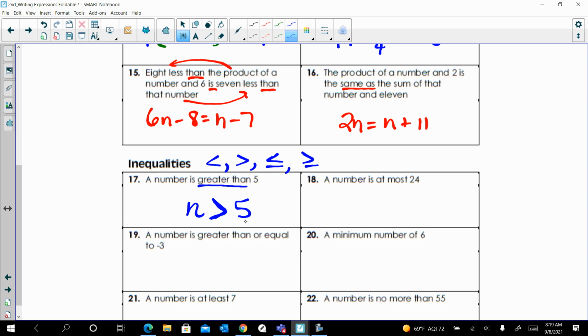But when you get to 18, you have to know what symbol correlates with the phrase at most. That is the less than or equal to symbol. So a number is at most 24. That would be n is less than or equal to 24. Okay.